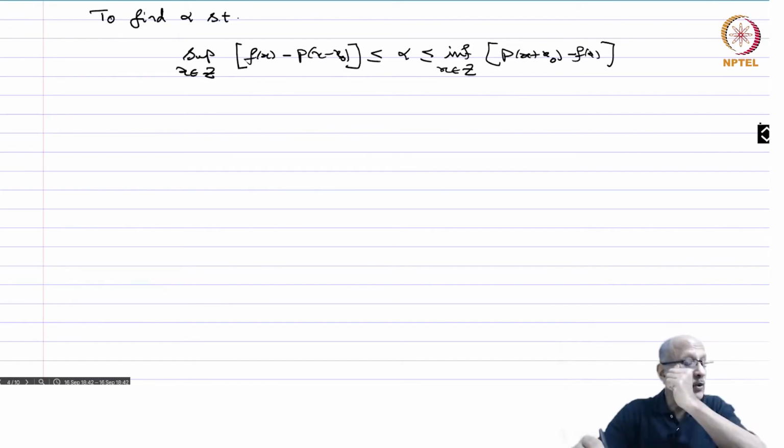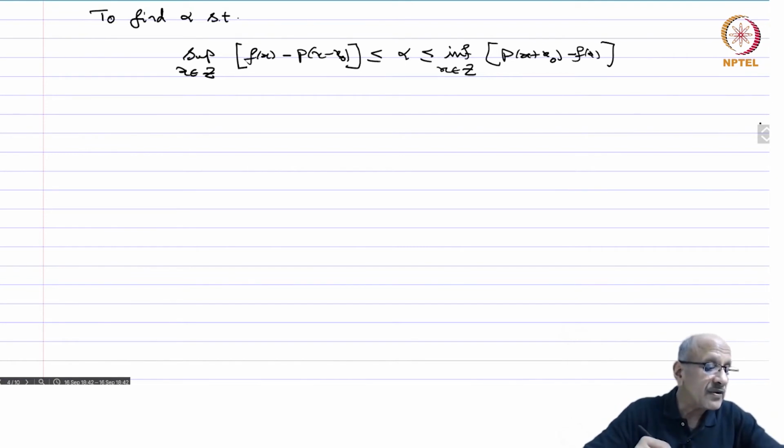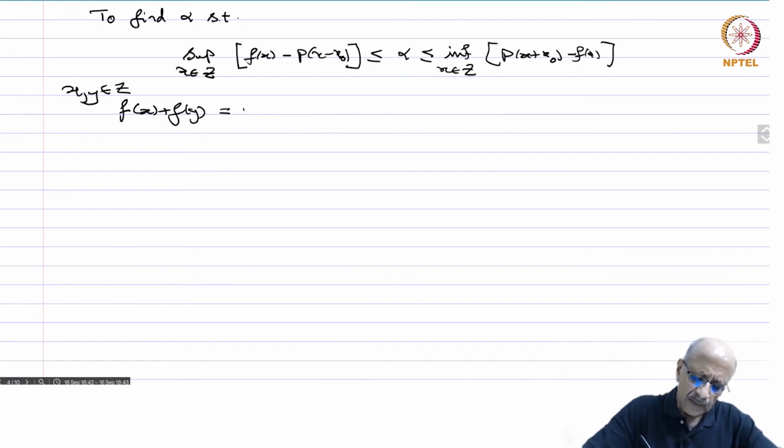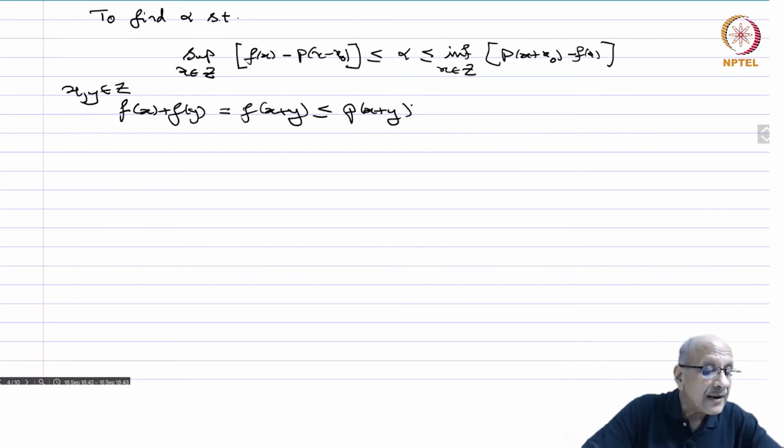So, up to now we have used only one property of P, namely positive scalars can go in and out of P. So, we now want to use the other property, which is like the triangle inequality kind of thing. So, we take any x, y in Z, then you have f of x plus f of y. This will be f of x plus y, and that we know because f is already in the script P set, therefore this is less than P of x plus y, and that is less than or equal to, I add and subtract, P of x plus x naught plus P of y minus x naught.